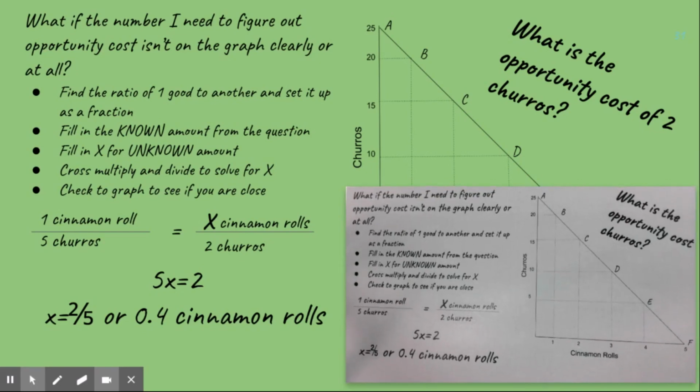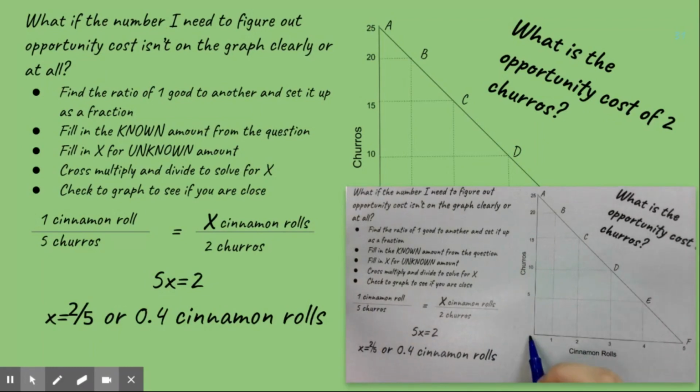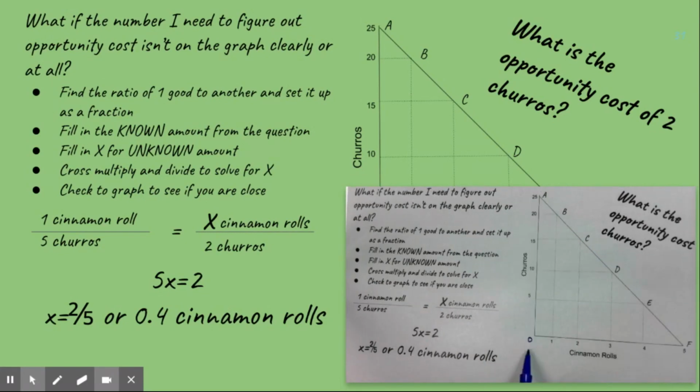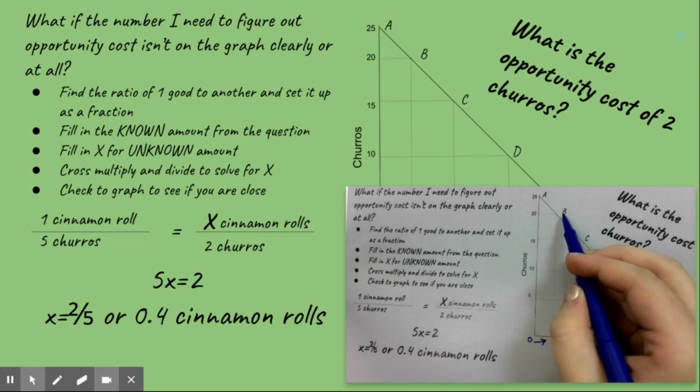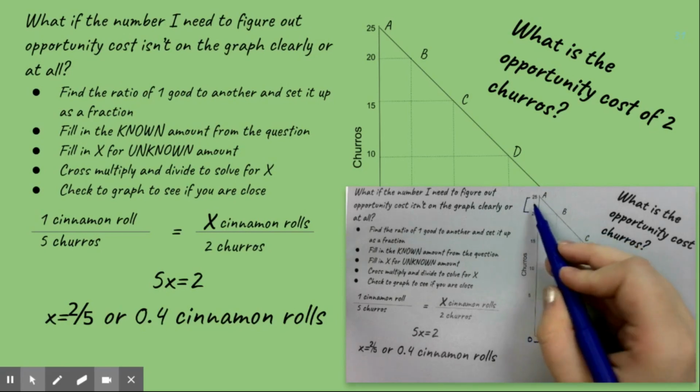So here we go. I know that if I go from 0 cinnamon rolls and 25 churros, I'm making 25 churros and 0 cinnamon rolls. If I move to 1 cinnamon roll, now I'm at point B. How many churros did I lose? 25 to 20. That is 5.